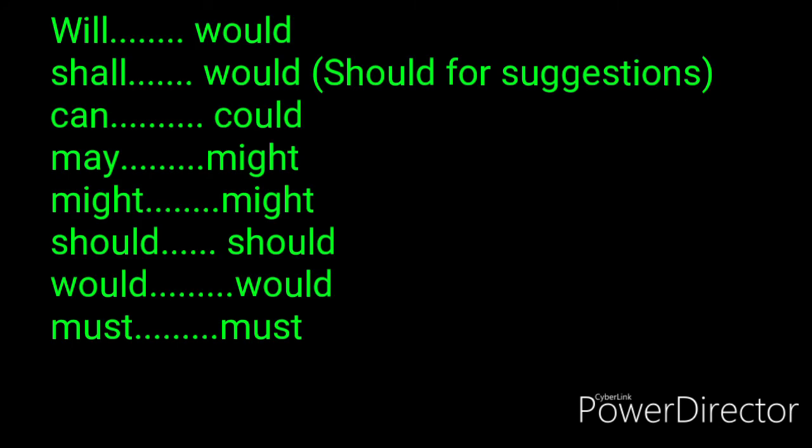Next, will is changed into would and shall is also changed into would. But shall is also changed into should when there is a sense of suggestion or advice in a reported clause. So shall is used according to its sense. If there is simple activity, we change that into would, and if there is suggestion or advice, we change shall into should. Can is changed into could.